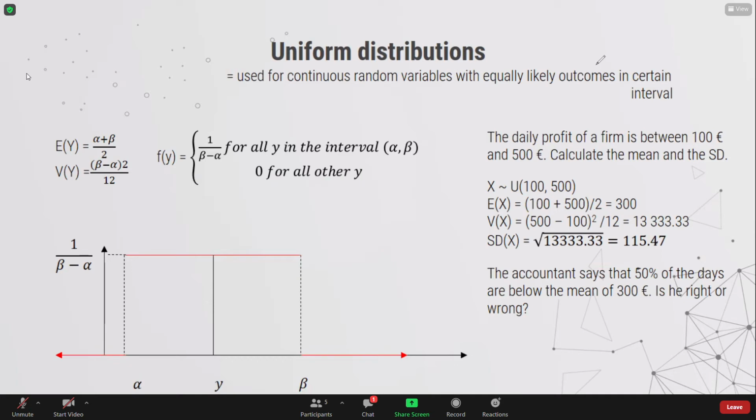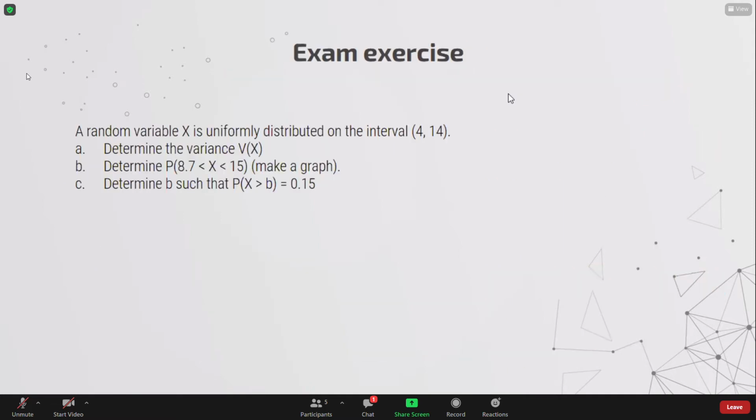Now we're going to continue with an exercise again. And I want to give you 5 minutes, or maybe even 7, to read the question and try it on your own.